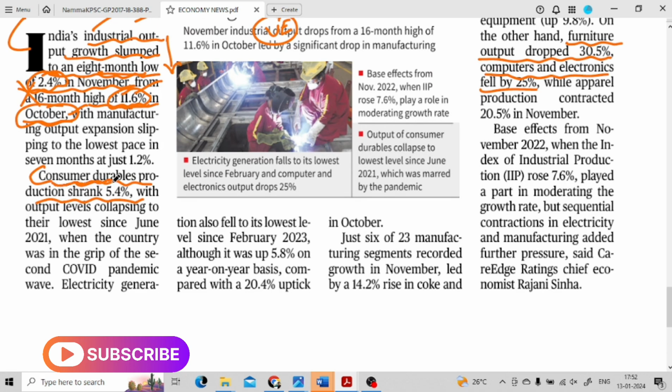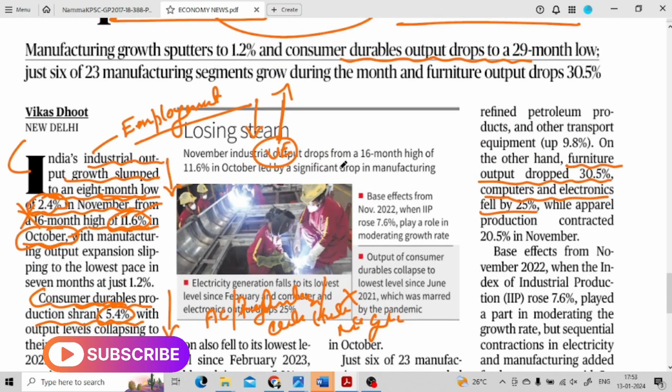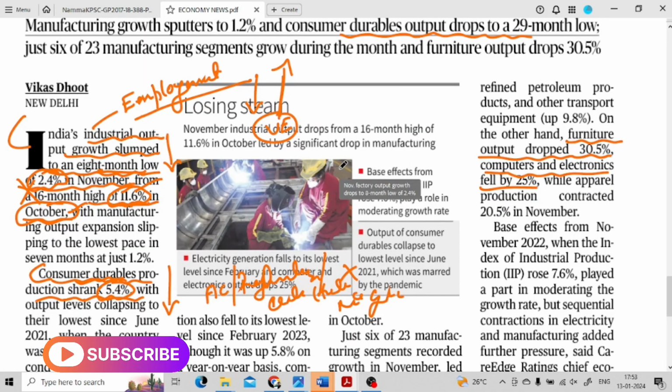It is mentioned that consumer durables shrank by 5.4%, which means in the manufacturing sector, consumer durables are decreasing. What do you mean by consumer durables? People are not buying ACs, refrigerators, and household commodities. It may be coolers, heaters, mixies, grinders. They're all consumer durables. People are not buying them. There is very little demand for them. That is also one of the reasons for the decrease in industrial output, right?